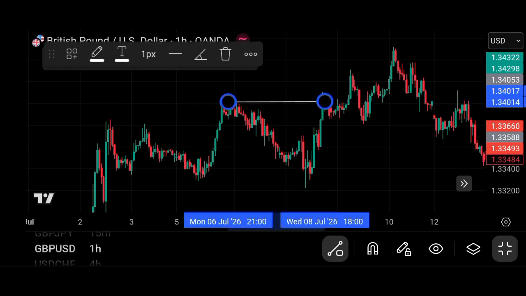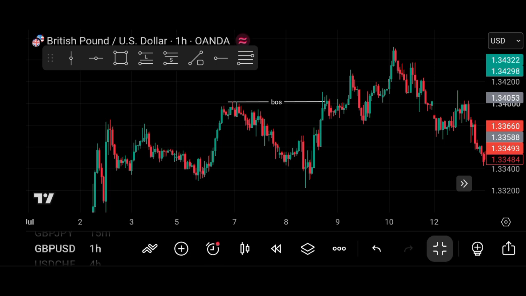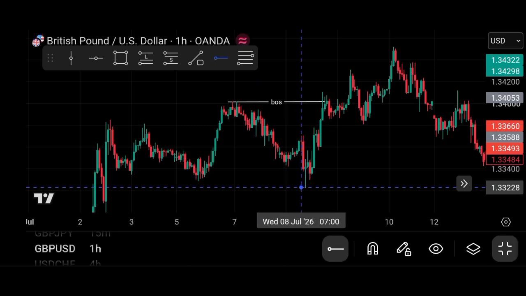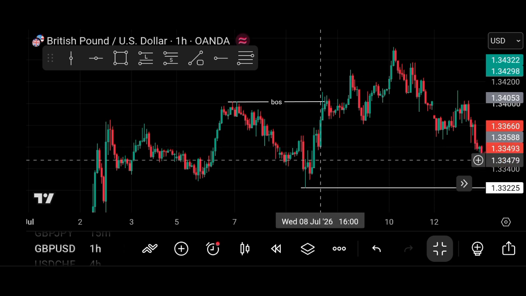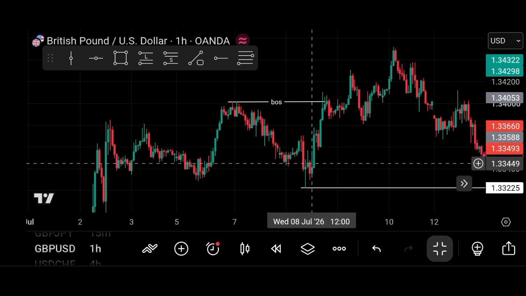You label it as your break of structure. You look for the low that created this break of structure, which is this low. Then you look for your last bearish candle before they move to the upside. And what is your last bearish candle? It will be this red candle here.